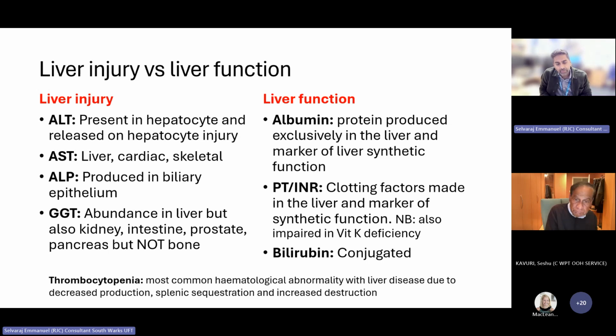And lastly, before I move away from LFTs, platelet count is very useful in liver diseases. It's one of the most common hematological abnormality that is reduced in liver disease. And it's normally due to splenic sequestration because of splenomegaly. You get increased destruction of platelets. So it's one of the most sensitive marker for portal hypertension. So it's something that we rely on a lot to work out the severity of liver disease as well.